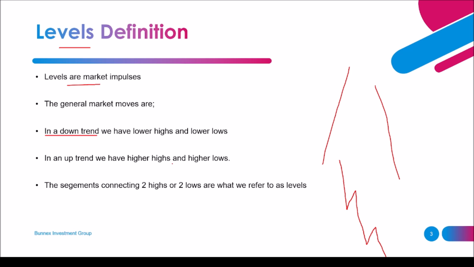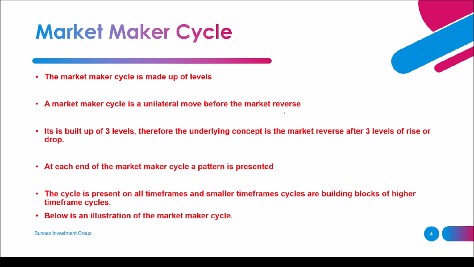In an upward trend, we have higher highs and higher lows. We have impulse, higher high, higher lows, like this, in an upward trend. The segments connecting two highs or two lows are what we refer to as levels. If this is a low being connected to this high, this particular phase is what we term a level. So basically, a level is an impulse connecting two highs or two lows.